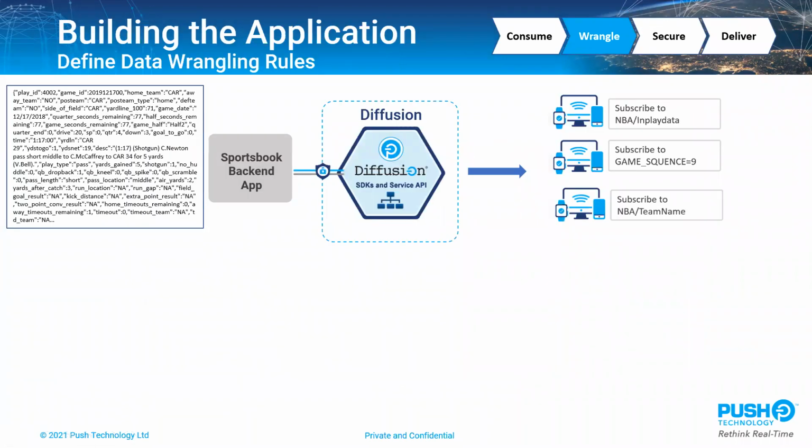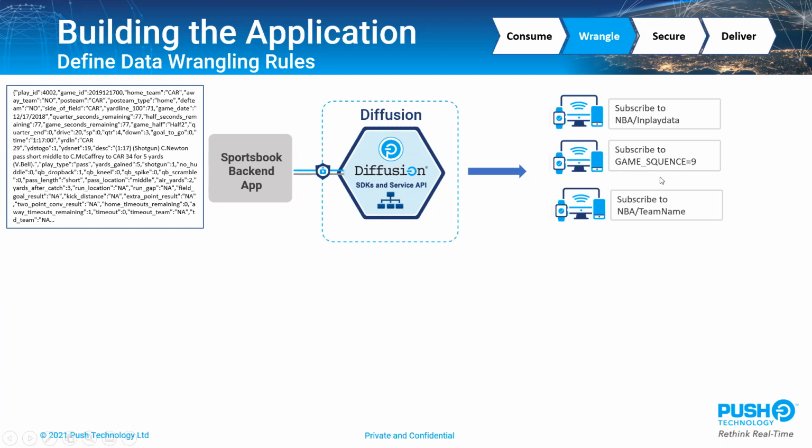So let's take a look at how this is plumbed together. So I showed a larger image of how the data looks in the beginning here. We can take data really that's inside of any format. In this particular case, it is JSON, but we do accept text, we do accept binary, string, etc. And so this data then is streamed into Diffusion, right, through our APIs by the Sportsbook application itself, okay?